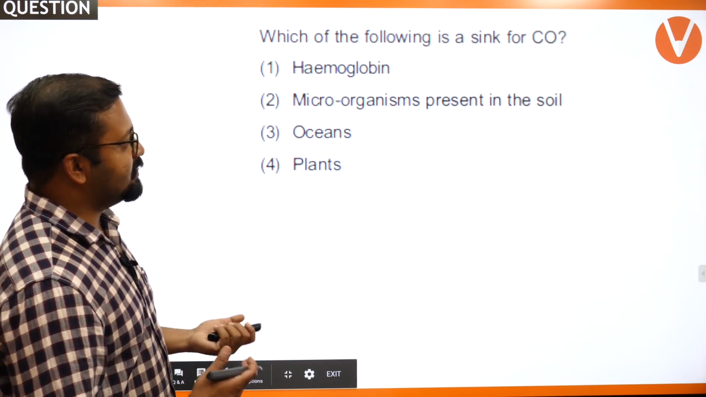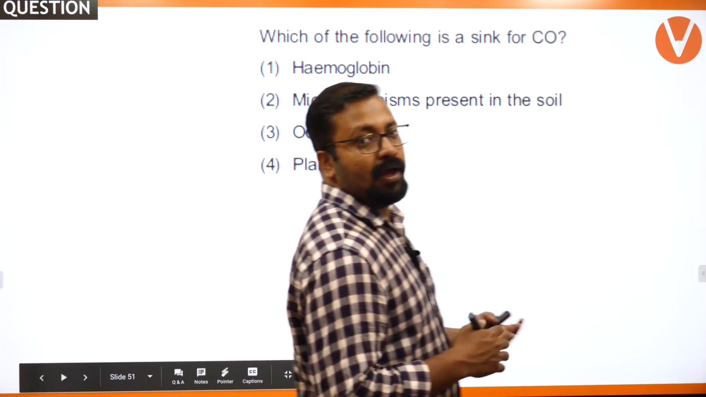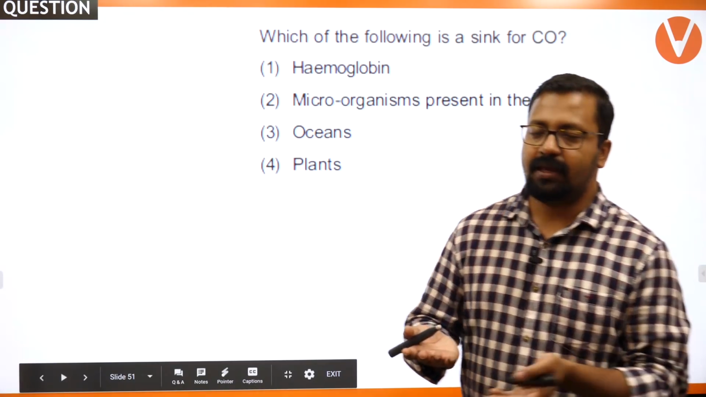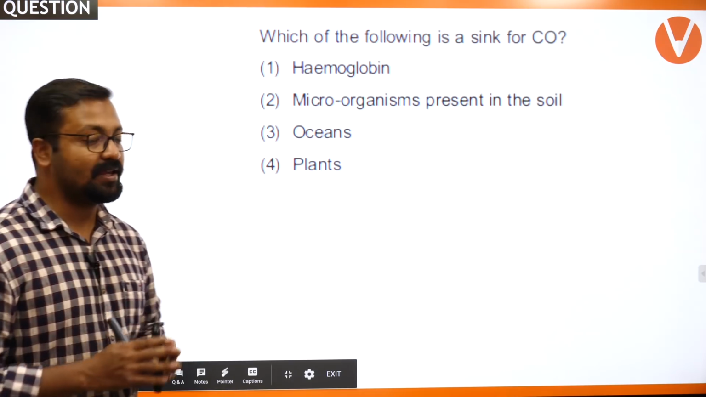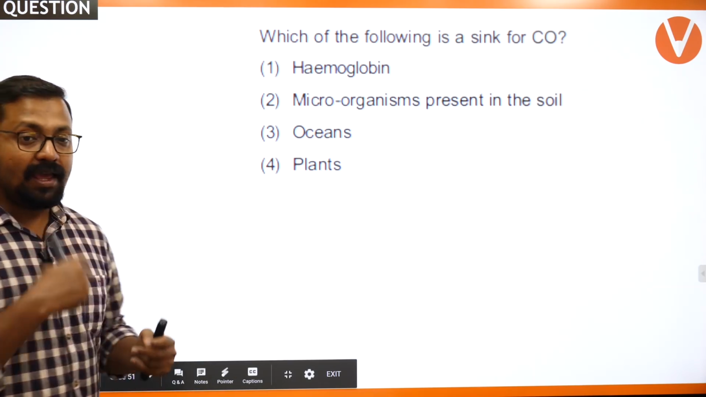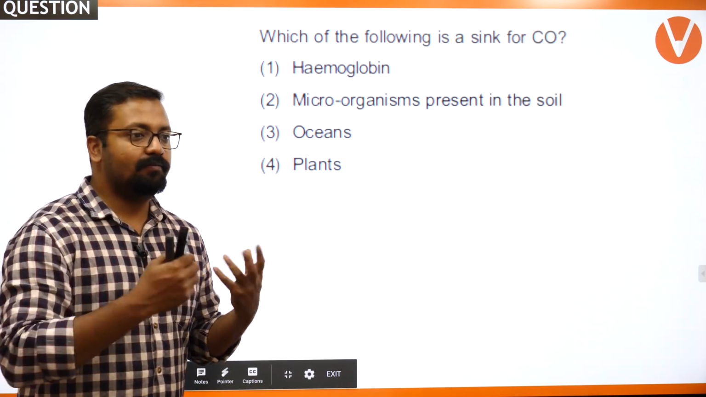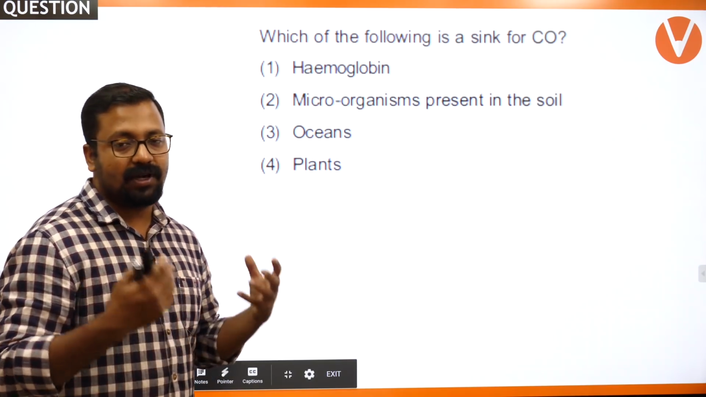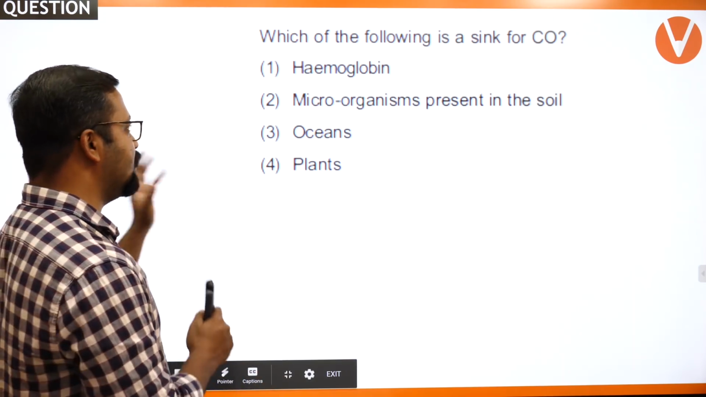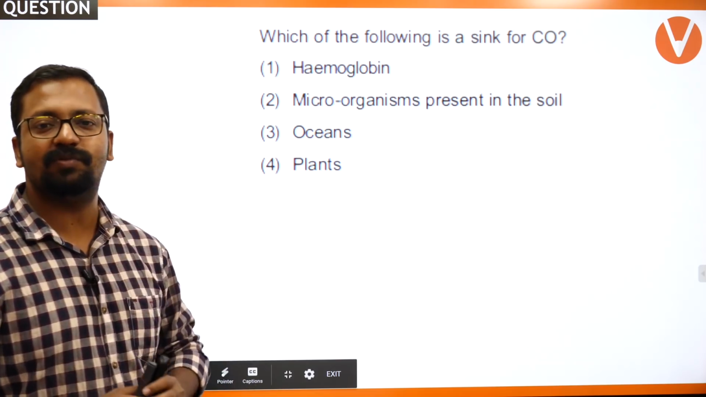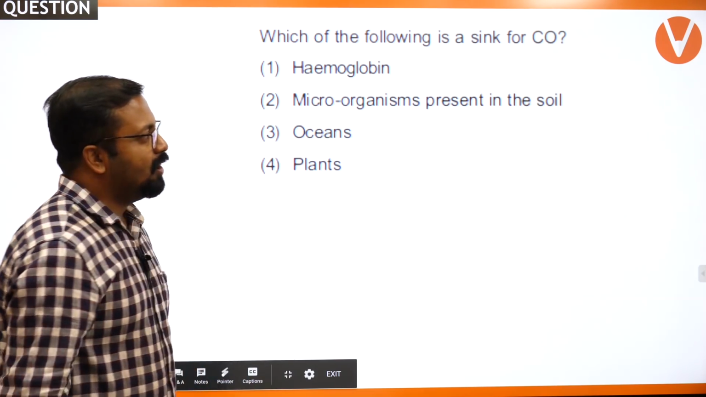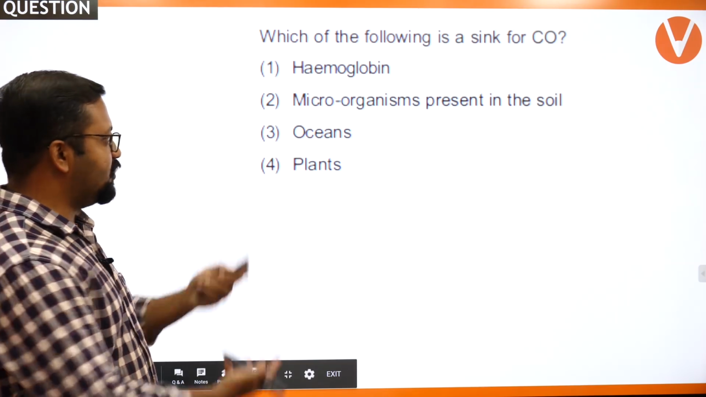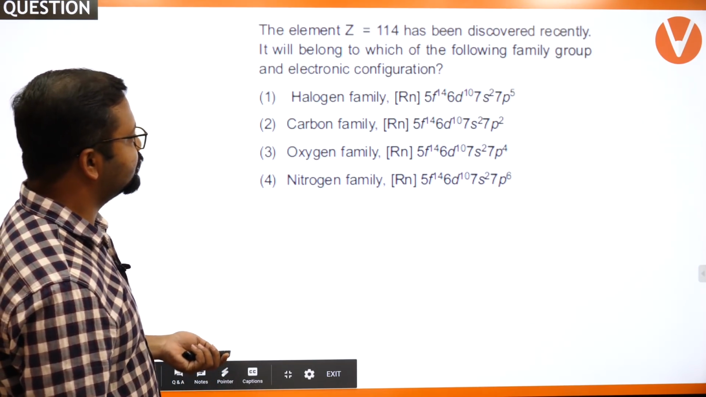Which of the following is a sink for carbon monoxide? Now, for the sink for carbon monoxide, you guys are all preparing for NEET, it's a pretty easy question. Carbon monoxide sink is not hemoglobin. Hemoglobin wants to take up carbon monoxide, but it's not the sink for carbon monoxide. The sink for carbon monoxide is microorganisms present in the soil. Okay, it's fairly a biology question, but it was put in the chemistry paper.